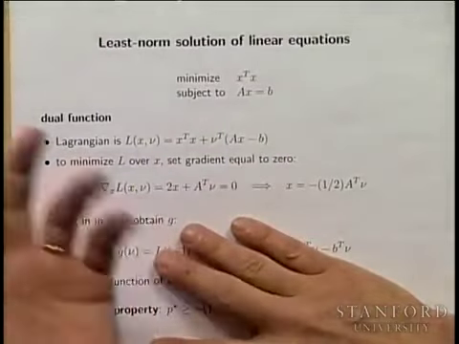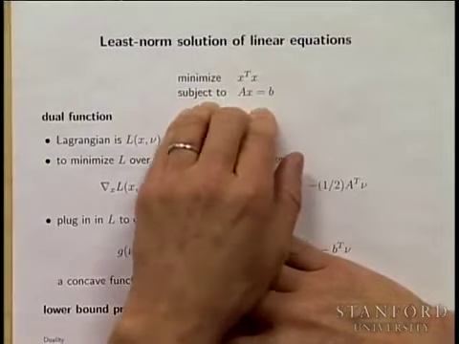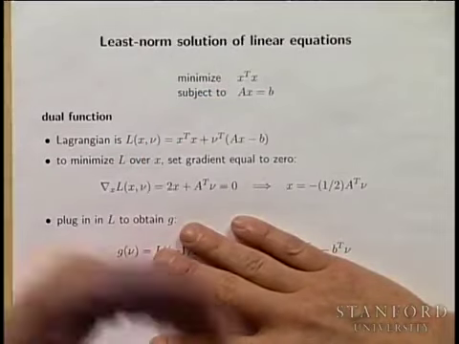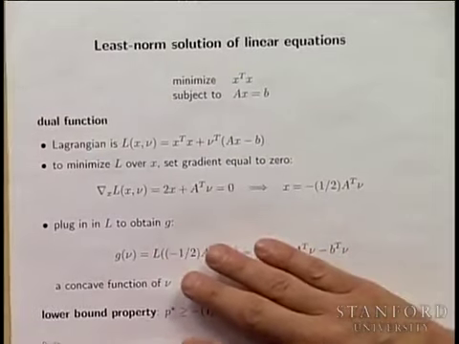Let's do least norm solution of linear equations. So here's now, of course, this is stupid. We know how to solve this problem analytically. You know how to. Doesn't even matter what the solution is. We know everything there is to know about this. But it's just an example to see how this works.